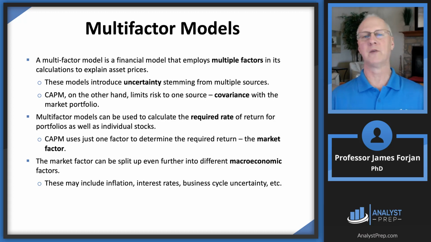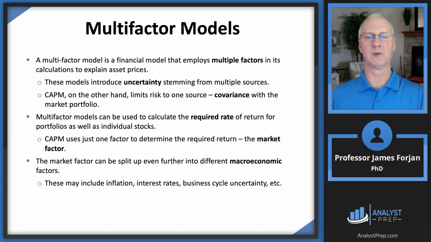So what a multi-factor model does is it introduces uncertainty stemming from multiple sources. CAPM, on the other hand, relies on beta, which, as you should remember, is defined as the covariance between the individual stock and the market portfolio divided by the variance of the market portfolio. So just like with CAPM, we can calculate the expected return on an individual stock. We're going to do the same thing with multi-factor models, but instead of relying on just one factor, we can rely on multiple factors. Wow, how cool is that?